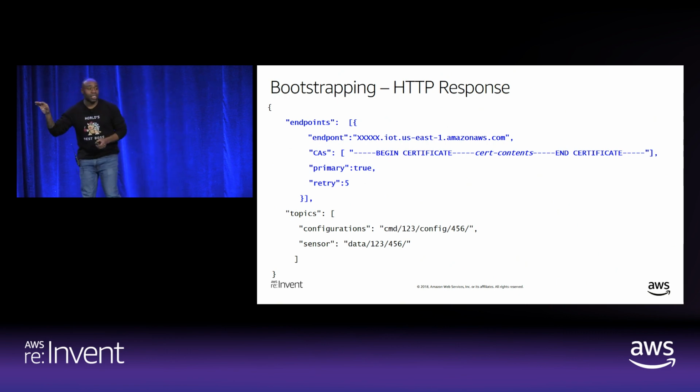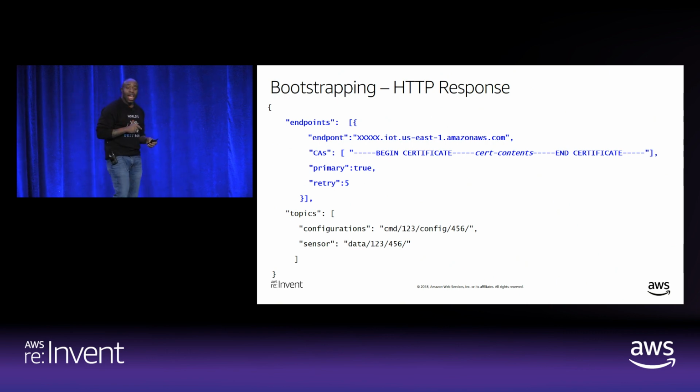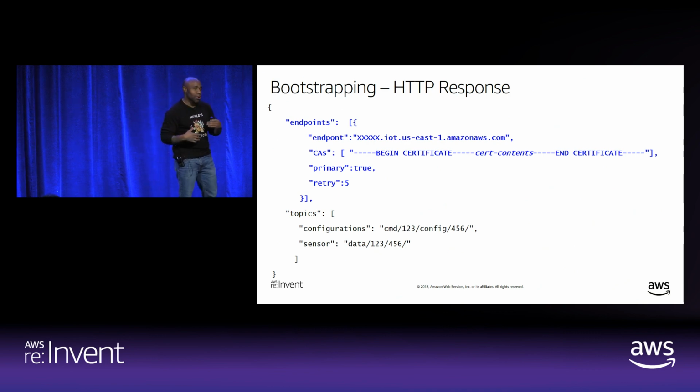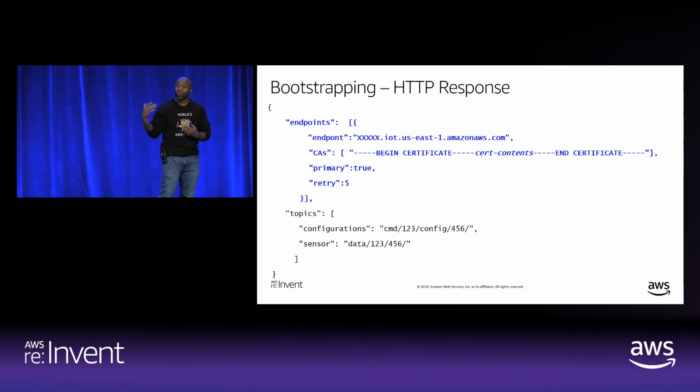These CAs let you know that if I go connect to this endpoint and I do mutual TLS, which server certificate do I need to present to you? And this is why we include this inside of the endpoint information. Then we can include other things like whether it's your primary endpoint or your backup, or how often you retry on this endpoint before you go somewhere else.